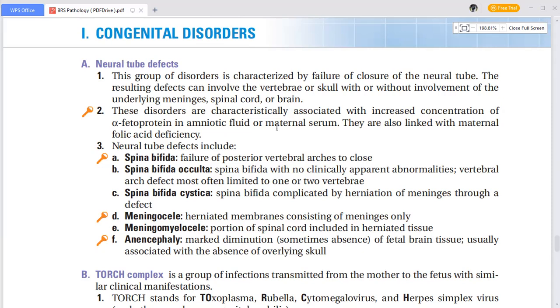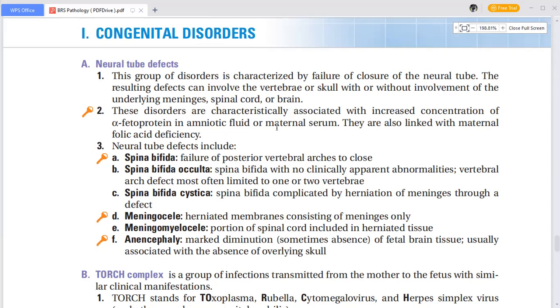Meningocele. So what is meningocele? Simple and straightforward. Herniated membranes consisting of meninges only. That is called meningocele. So any membrane that has herniated, regardless of its type, for as long as it only comprises meninges, nothing apart from the meninges, just meninges herniated through that, that is called meningocele. Guys, these are the questions that they will bring.